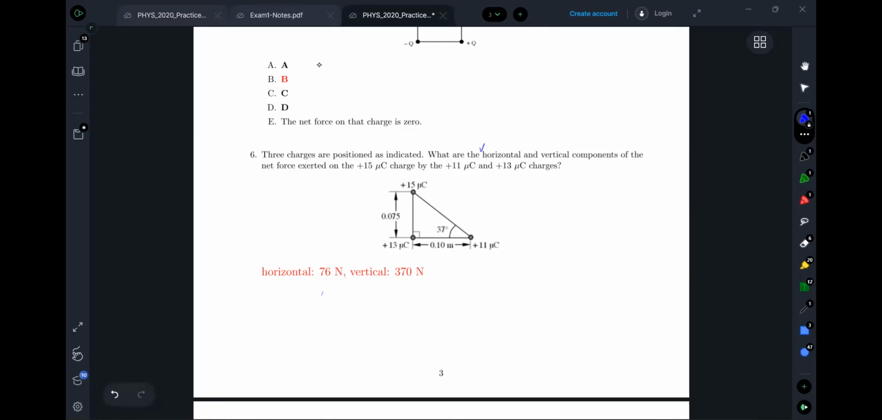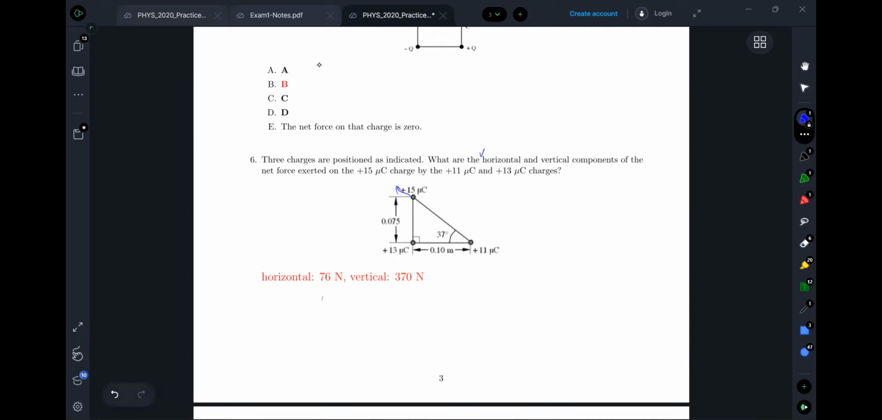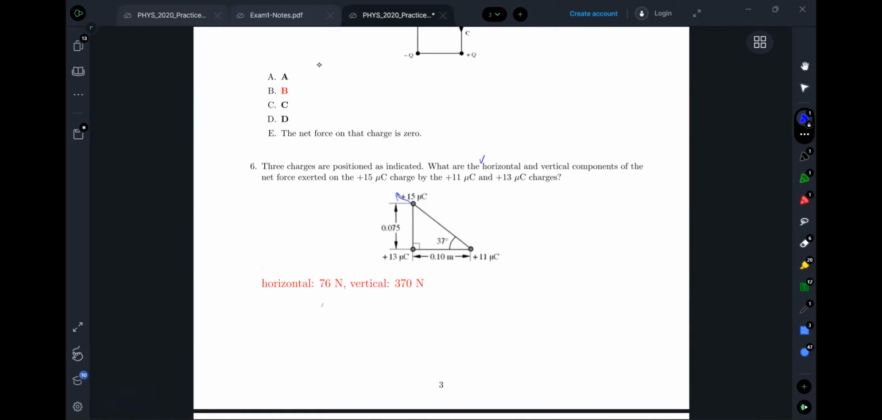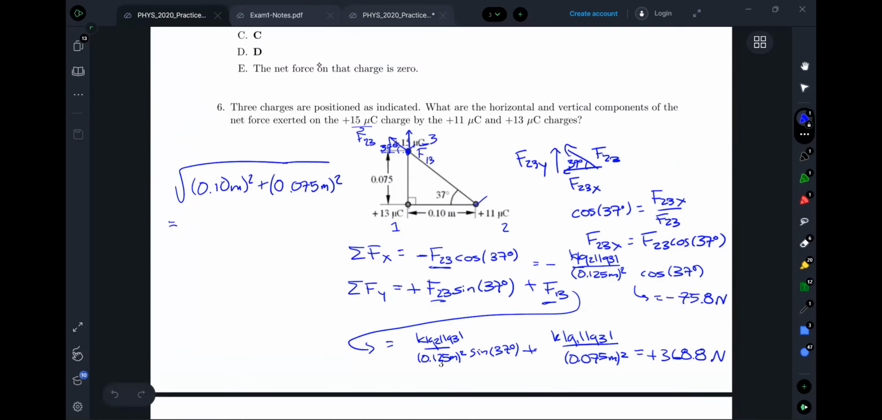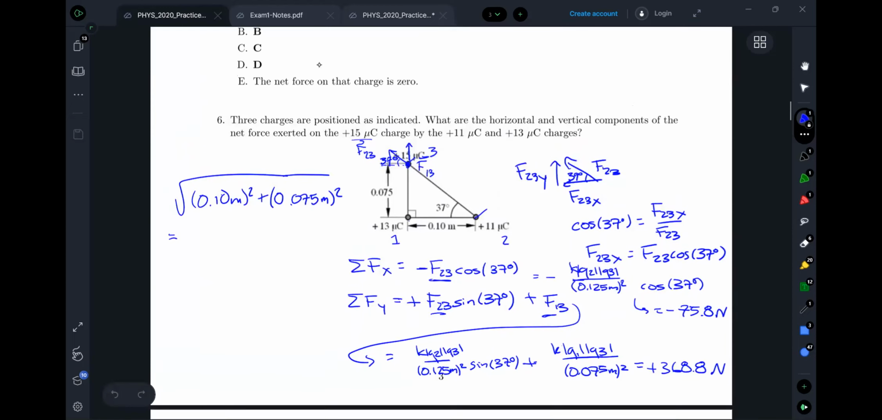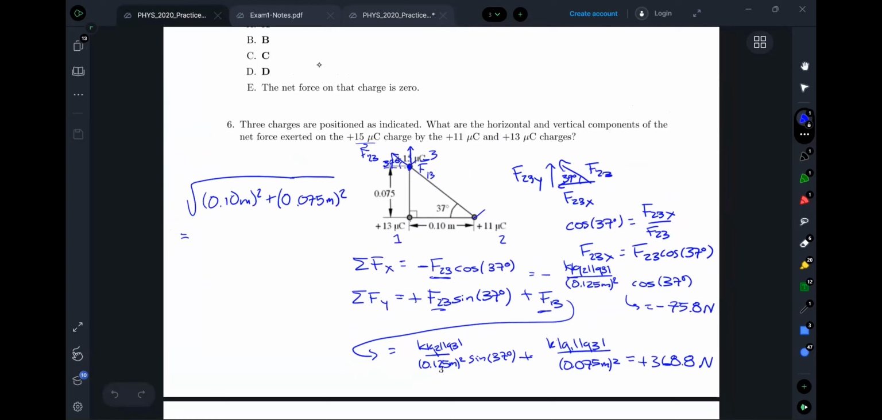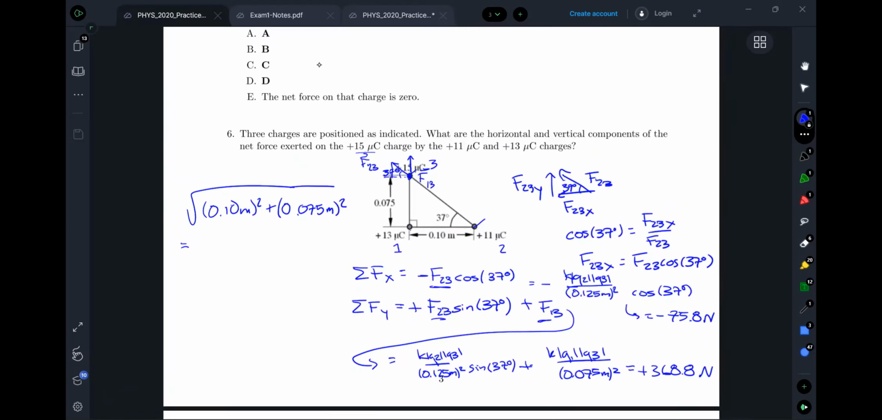There might have been a magnitude issue here, because if the force on this one is pointing that way, then its horizontal component has to be negative if we're calling right positive. There probably was a magnitude thing here. 76 and 370. And yeah, if I round, that's 76 and 370. Okay, so a little bit of a mistake at the beginning there, but is that one okay? Okay. All right, others.